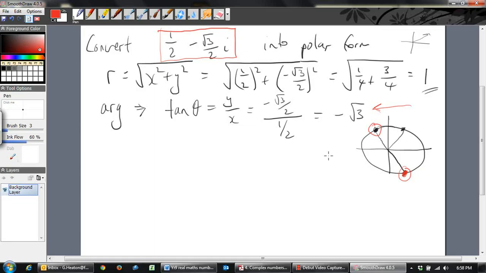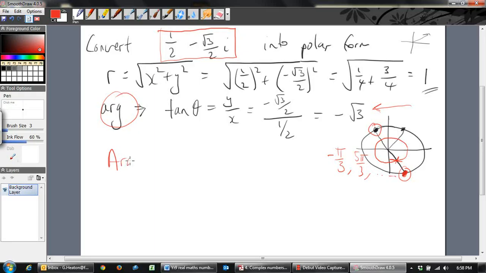So what is that angle? It might be negative pi over 3, that angle there, but it could also be this angle all the way around like that. What would that be? That'd be 5 pi on 3. It could be any number of solutions, every time it goes around. But that's the argument.